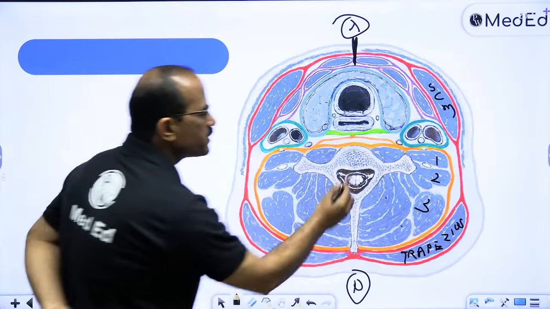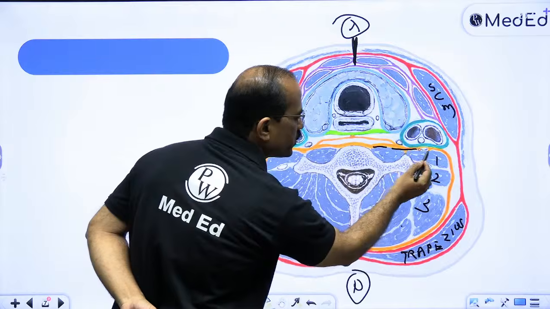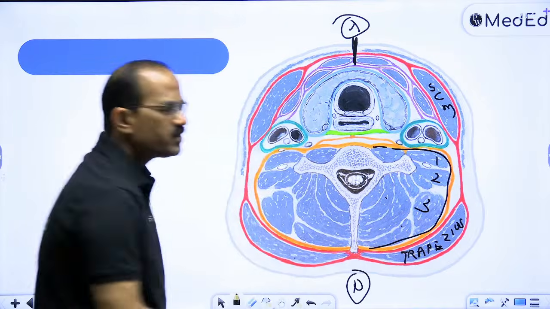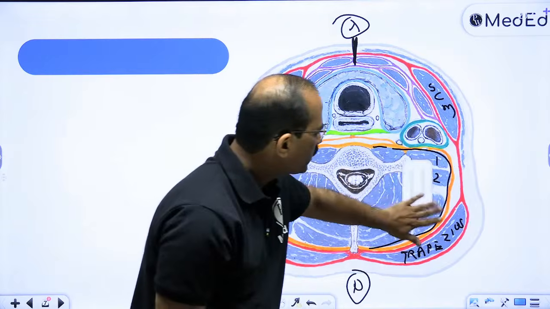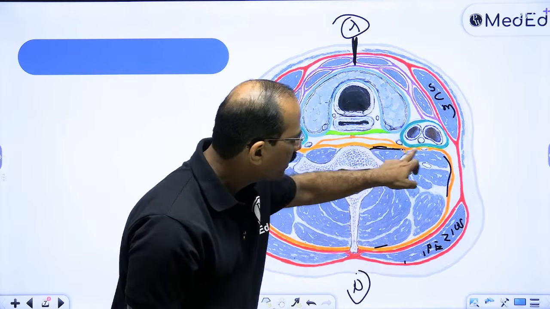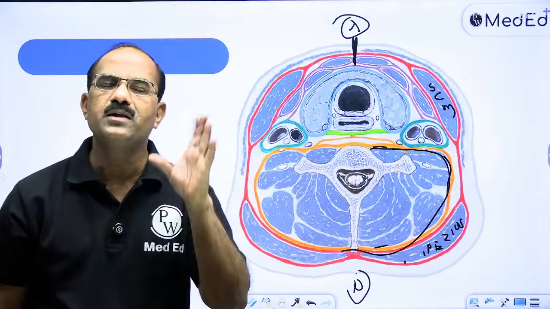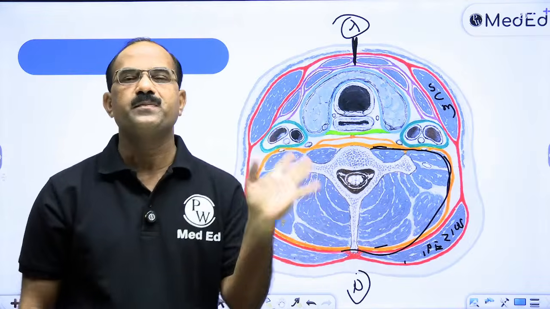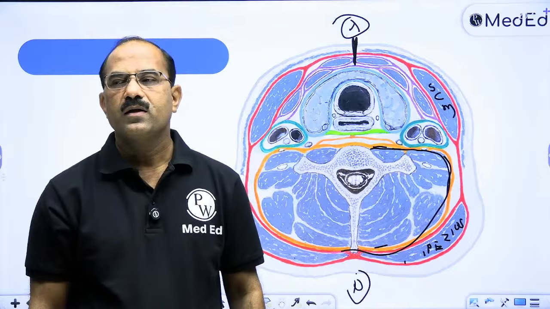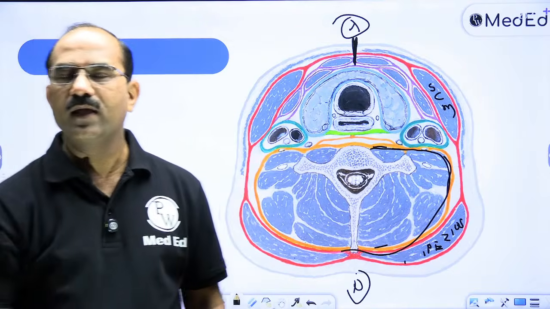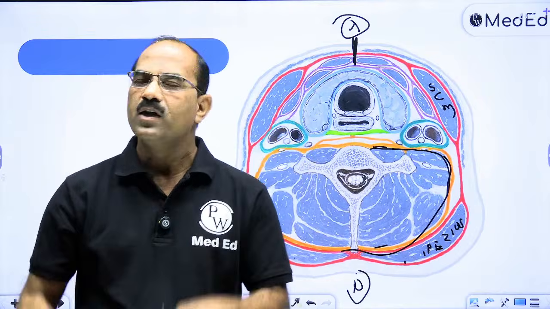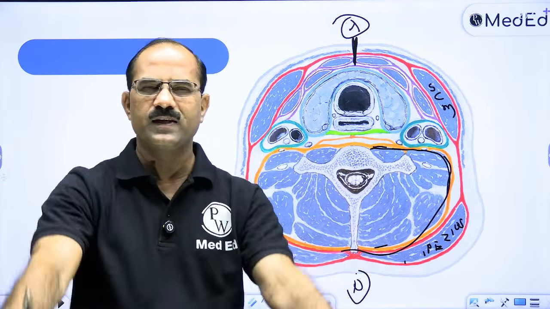And all these muscles are covered by this fascia. Look at this fascia. What is this orange fascia? That's the prevertebral fascia. So this prevertebral fascia comes to lie where? In the floor of the posterior triangle. Am I perfectly clear to all of you? So the boundaries are clear, the floor is clear.